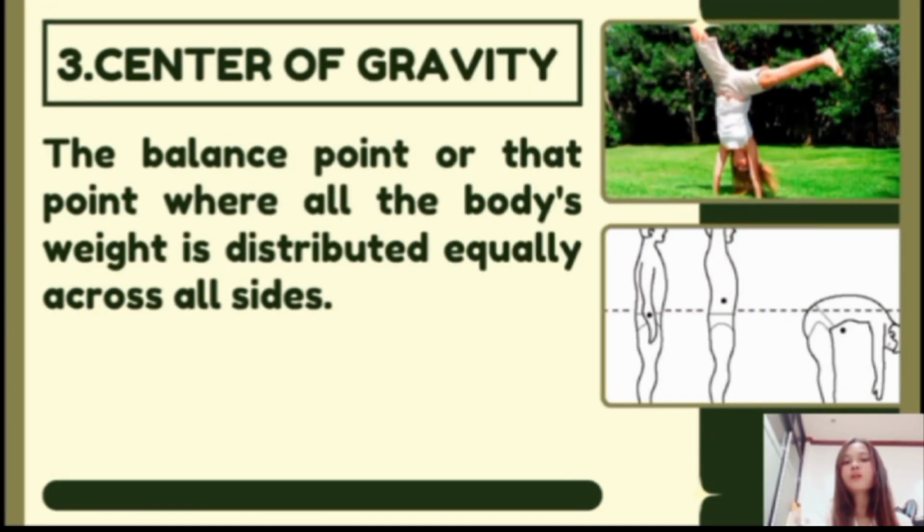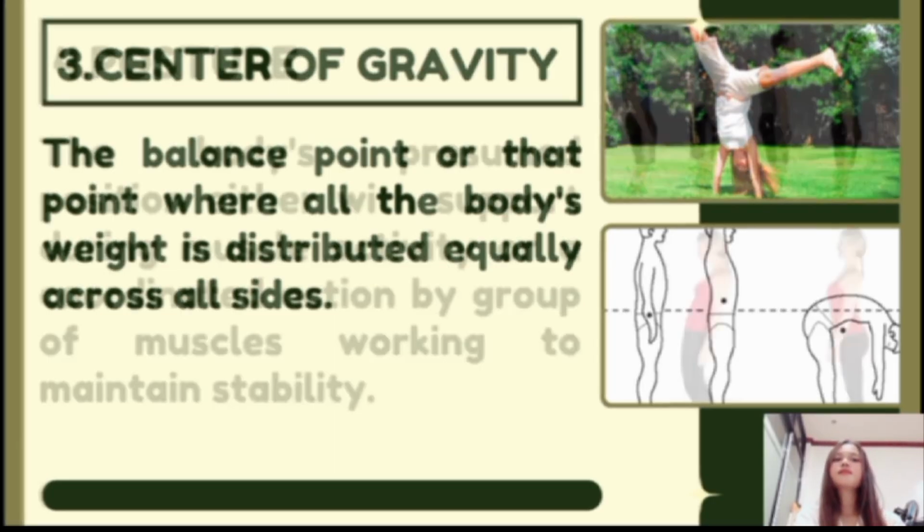Third is center of gravity. Ito ang punto sa katawan kung saan pantay-pantay ang bigat mo. Kapag mawala ang center of gravity ng katawan mo, pwede kang matumba. So, we need to control it during movement. For example, kapag nakaupo ka ng tama, ang bigat ng katawan mo ay distributed ng maayos. So, if makatayo ka, dapat maayos yung pagkakatayo mo para hindi ka matumba at hindi ka ma-out of balance.